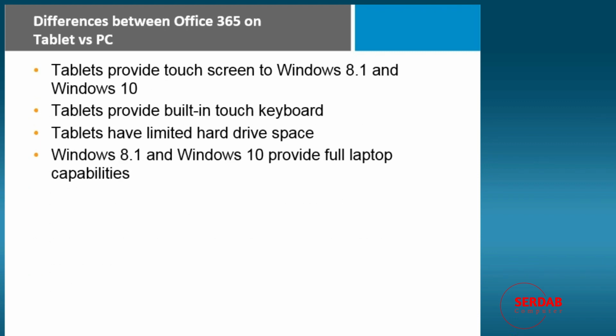There are some differences between Office 365 on a Windows tablet versus a PC. First off, tablets provide touchscreen to anything above Windows 8.1 and Windows 10. So if you're running Office 365 with a touchscreen, certain features would be enabled allowing you to touch and to use pointing instead of clicking. Tablets do also provide a built-in touch keyboard, so you're typing literally right on the screen, but you also have to keep in mind that most tablets have limited hard drive space.